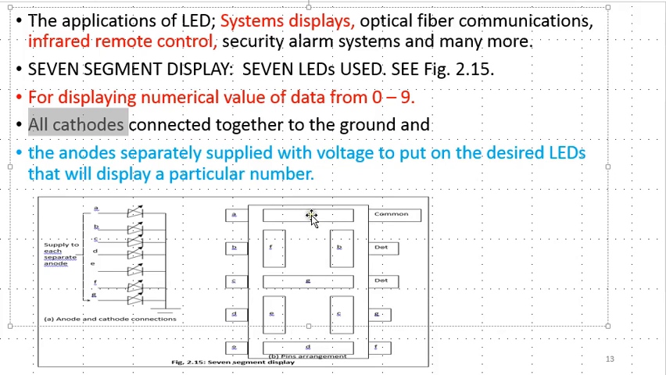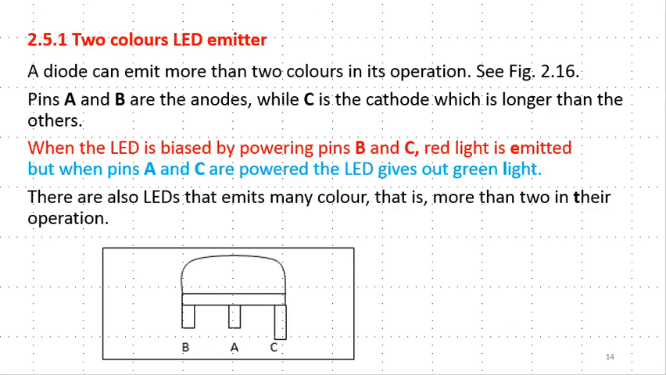And when A, B, G, E, D are on, this is 2. So therefore, depending on which ones are on, it will display numbers from what? 0 to 9. Supposing A, B, and C are on, this is 7. So therefore, the 7-segment display is a kind of diode that contains 7 LEDs connected in such a way that they can display numbers from 0 to 9.